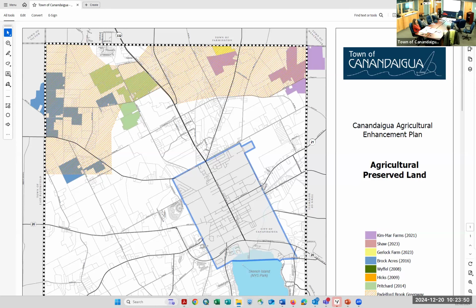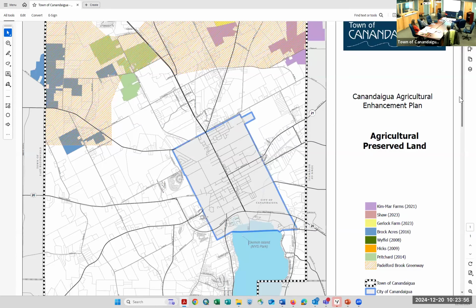It could be just on the screen, but for us, that hashed Paddleford Brook Greenway might be a bit dark or dense. It changes the colors a little bit on the parcels. Okay, less prominent shading or something. I'll have our cartographer work on that. Or an outline or something.